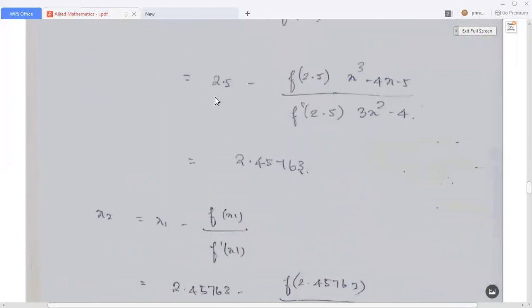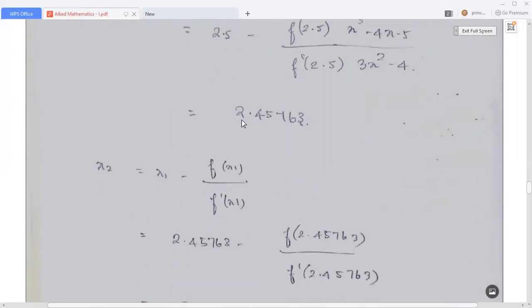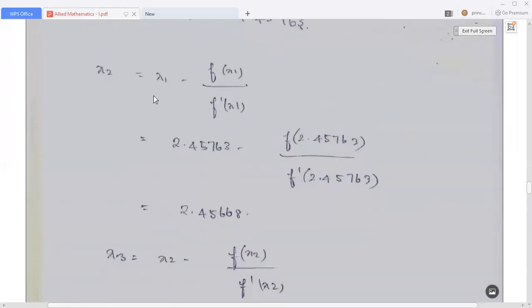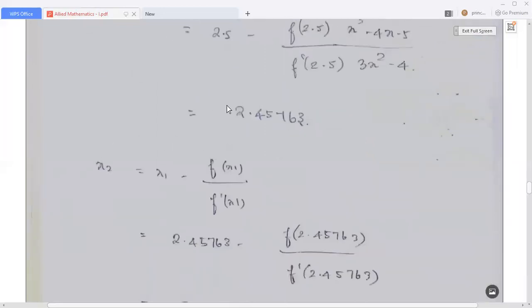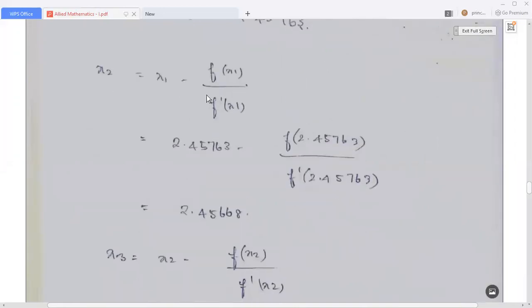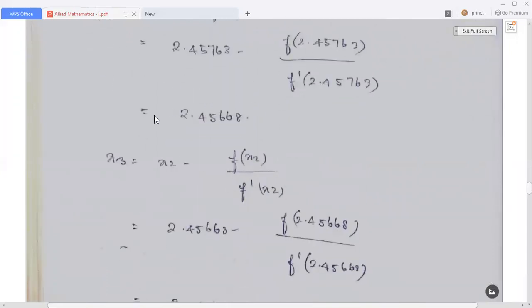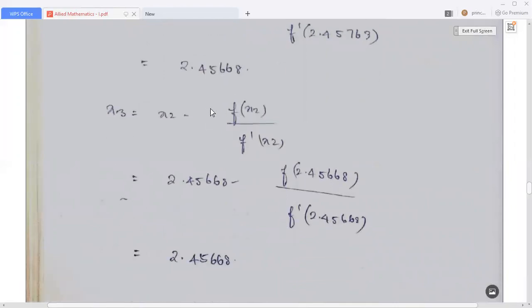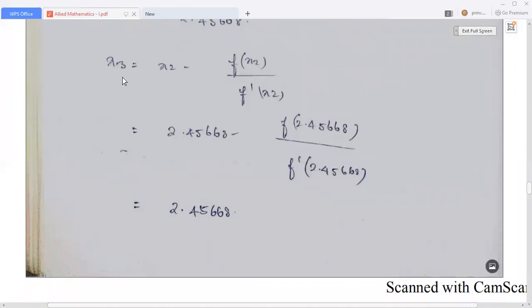So x1 is 2.45763. Similarly, we calculate the second approximation. x2 is equal to x1 minus f of x1 by f dash of x1. Here we substitute the x1 value in this expression. That is, x1 is 2.45763. Here that x1 value is to be substituted to find x2 value. When you calculate this, we get x2 value as 2.45668. Similarly, we find the third approximation x3.